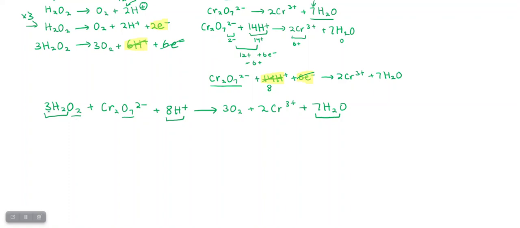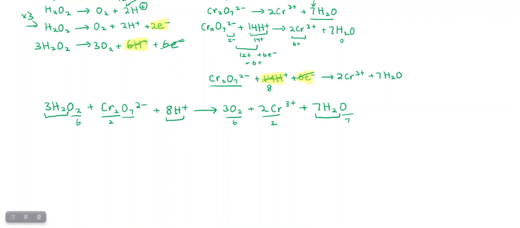Oh, sorry, this is actually 6 because we have to multiply the coefficient. So 6 plus 8, which is 14. Here we have 6 and 7. Oh, sorry, not this. So this is 6 plus 7, so 13. And then here we also have 6 plus 7. So 13. The chromiums, this is 2. This is also 2. So our elements are balanced.